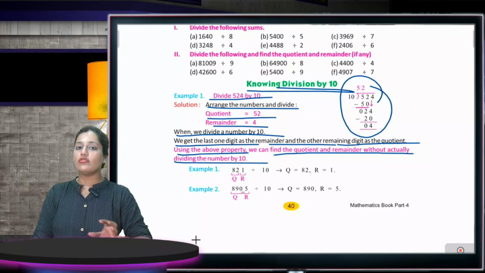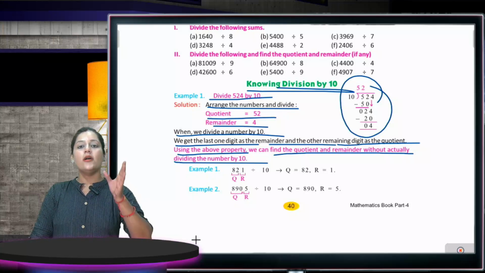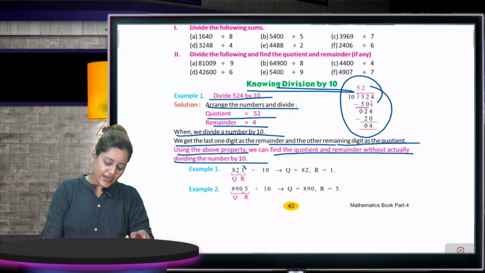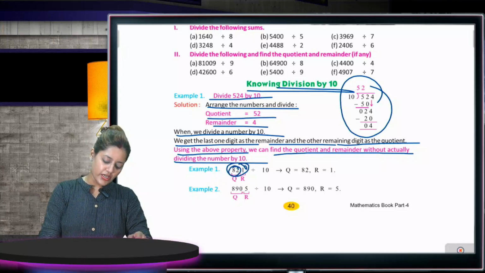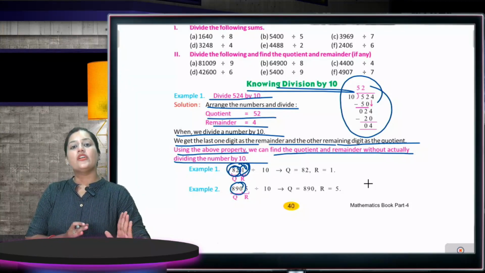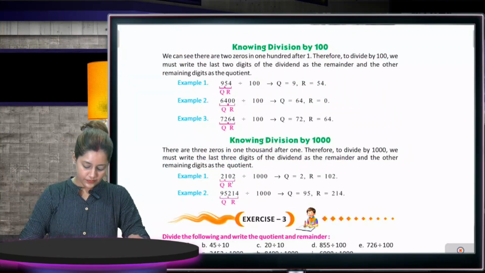So for 10, you don't have to divide, you only have to put the last digit as a remainder and the rest as a quotient. Like 821, so 82 is a quotient and 1 is a remainder. 8905 is a quotient and 5 is a remainder.